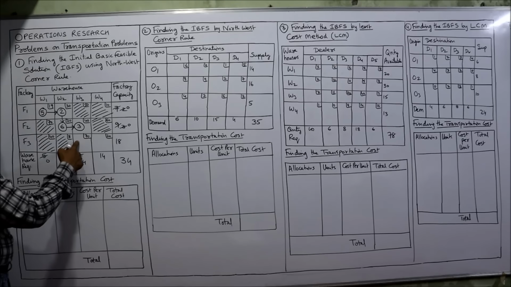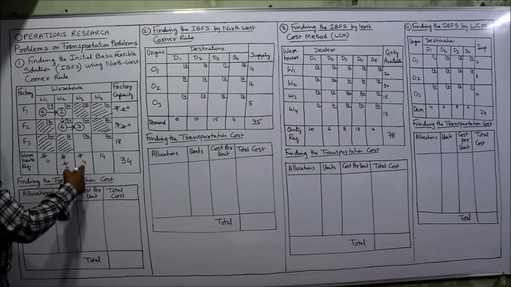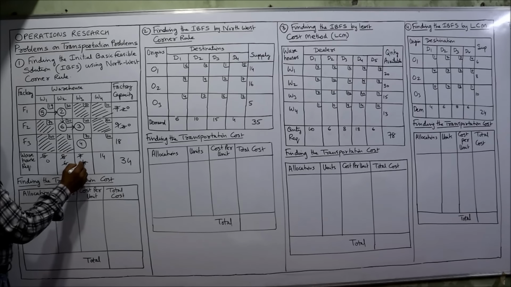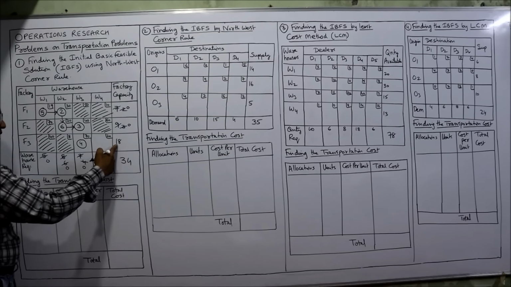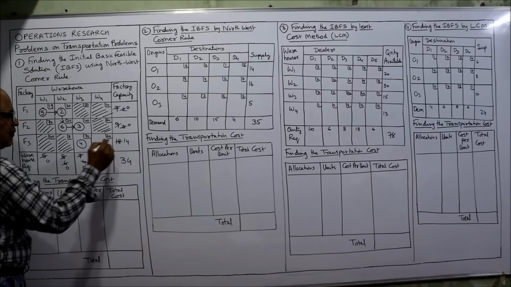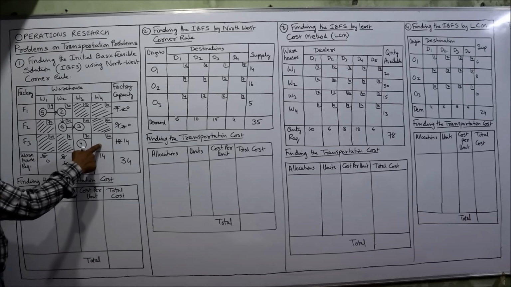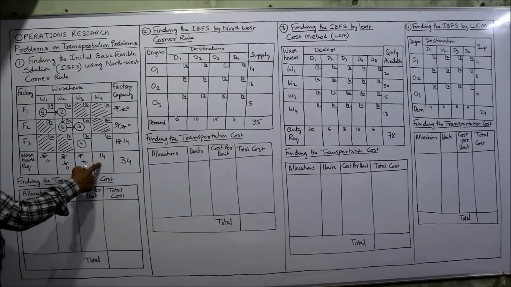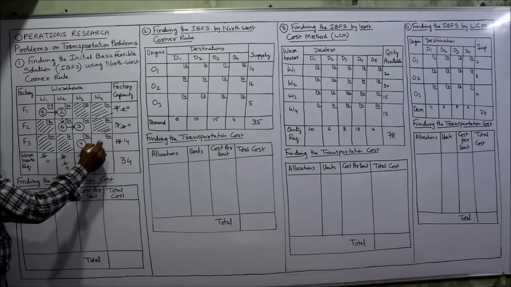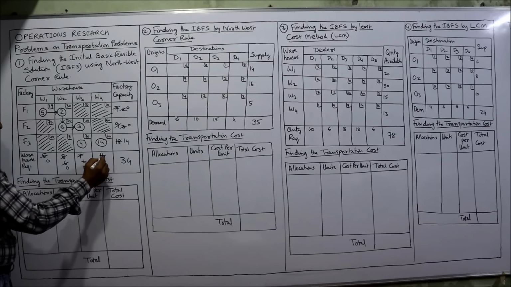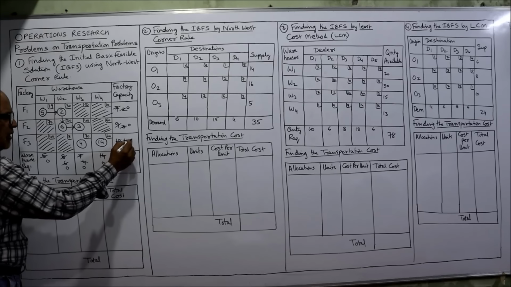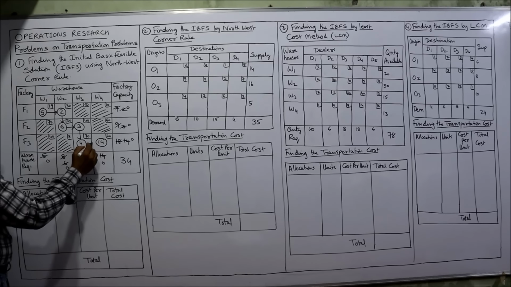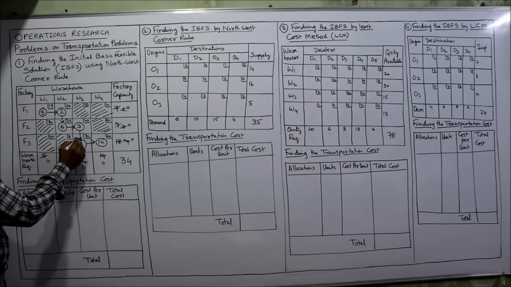This cell. Row total 18, column total 4. Whichever is less, 4 is less. So I have allocated 4. 4 minus 4, 0. 18 minus 4 is 14. Last, only one unoccupied cell is left. Row total 14, column total 14. So I will take 14 here. 14 minus 14, 0. Here 14 minus 14, 0. That's all. I have made all the allocations.